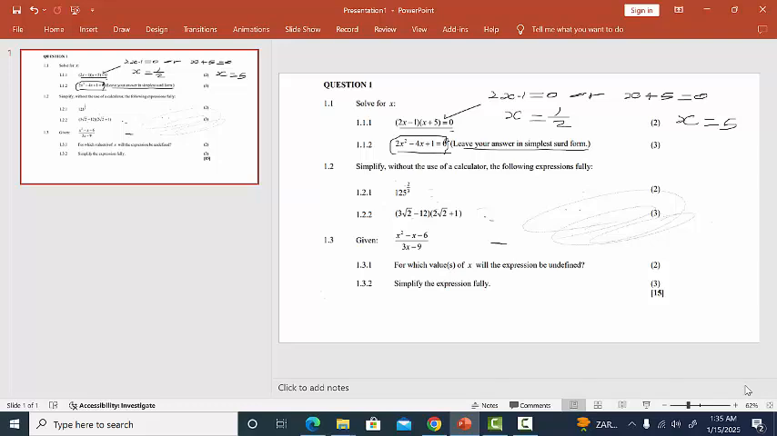To leave it in surd form, you need to use the formula as given in your formula sheet, which is -b plus minus square root of b squared minus 4ac, all over 2a. This is the formula. You shouldn't know it off by heart because it's in the formula sheet, but once you've jotted it down, start identifying what is b, what is a, what is c.